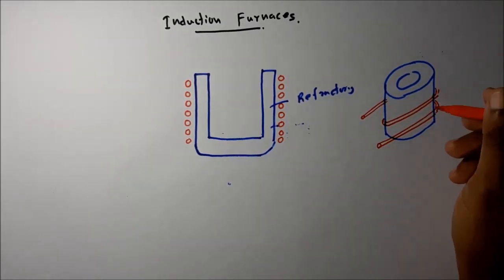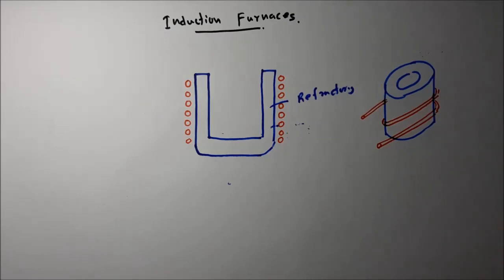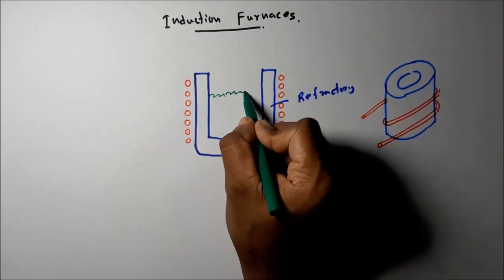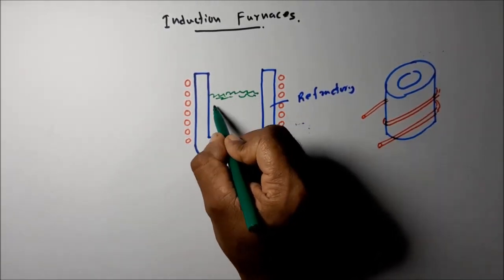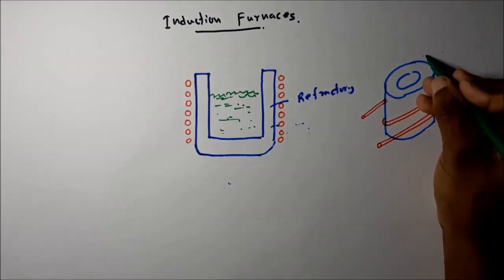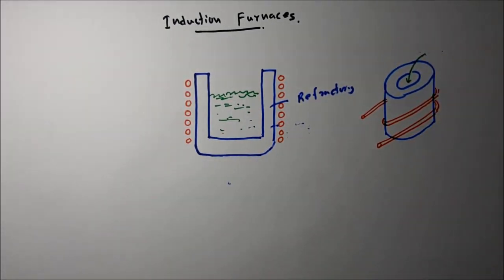Here only 2 windings are shown, but in real cases there are hundreds of windings around the container. Then the charged materials are fed to this chamber. Let's take this as the charging material. The charge material is fed to this chamber.